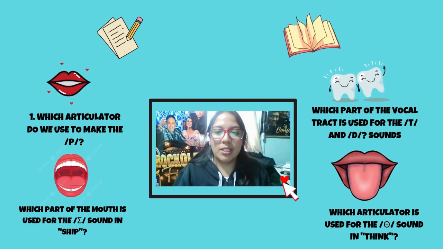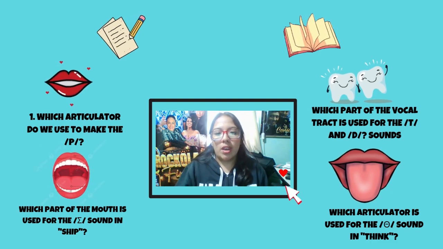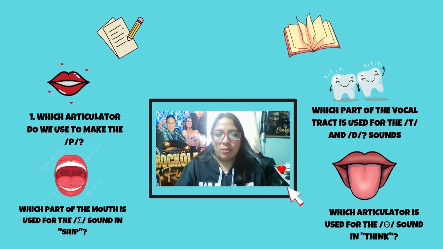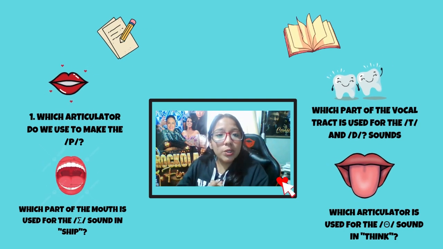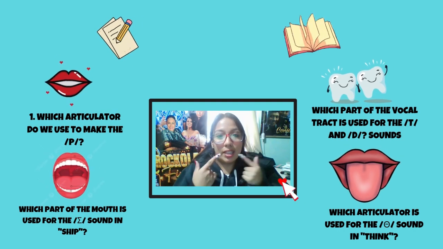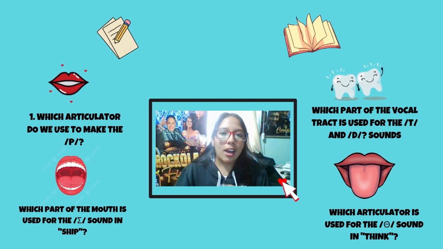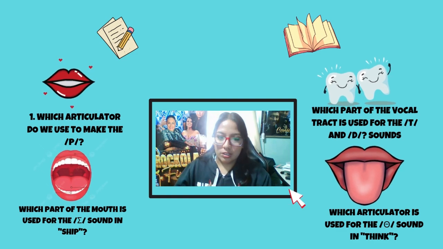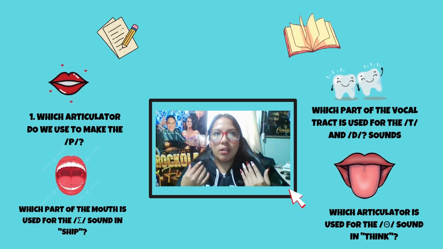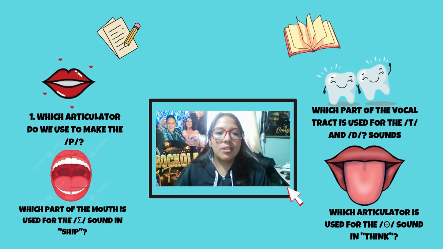The interactive element in this case is the questionnaire. We are going to ask some questions and make it interactive. You are going to answer each one. For example, which articulator do you use to make P sounds? Exactly, the lips. Which part of the vocal tract is used for T and D? The tongue. Which articulators do you use for the sound of think? The answer is teeth and tongue.